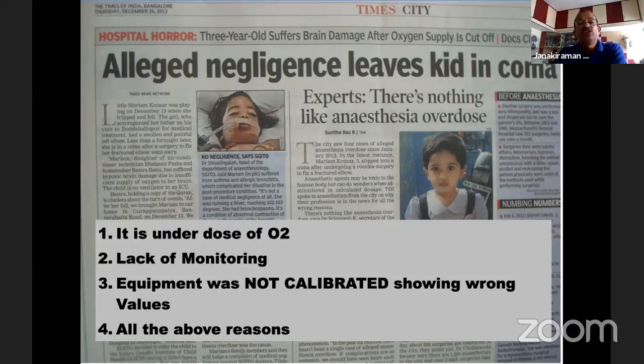Oxygen percentage to the patient was less. The brain did not get adequate oxygen. This baby slipped into coma because of this. It is a total negligence by the anesthetist who administered anesthesia to this baby. On the other hand, it is also the responsibility of the biomedical engineer, if there was one, if he has not tested the equipment for its performance and not calibrated the equipment for its accuracy.